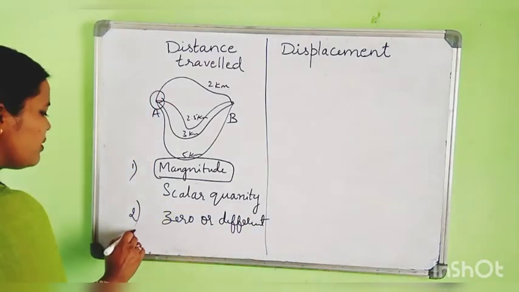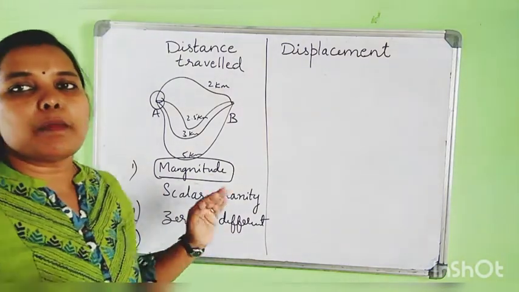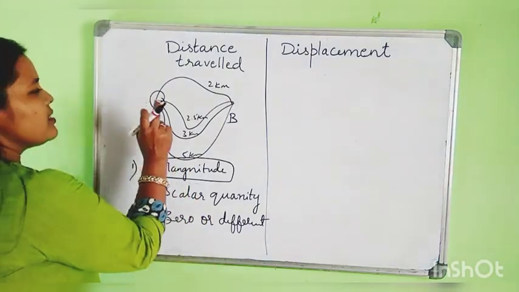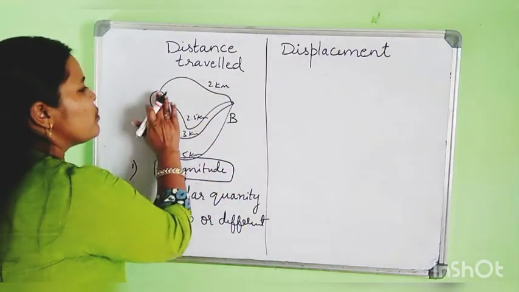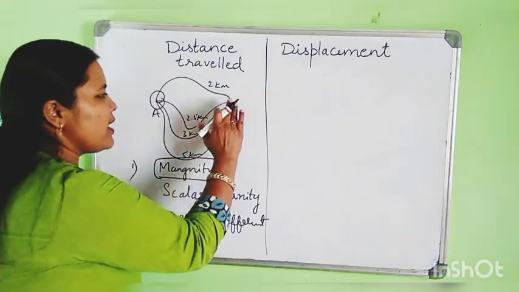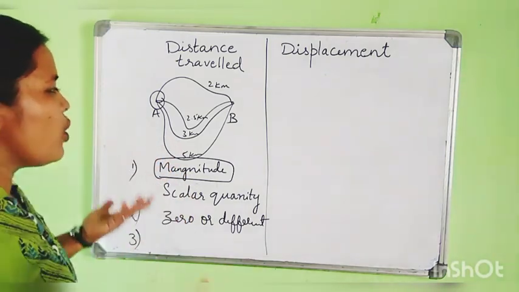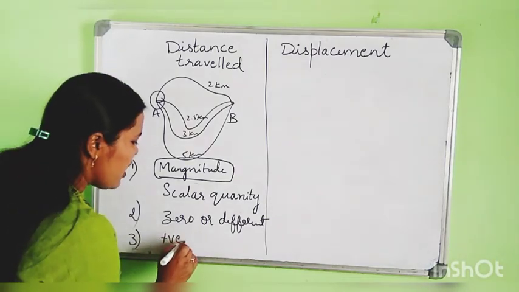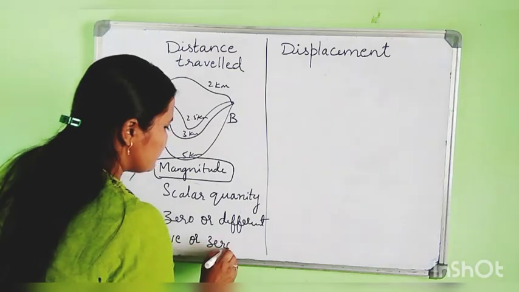So let us consider always the distance traveled is positive. You remember, this is a very important point. The distance traveled is always positive because the body moves from one place to another place. Therefore, it is only positive. If the body is not moving from its place, then it is 0. Therefore, the distance traveled is always positive or 0.